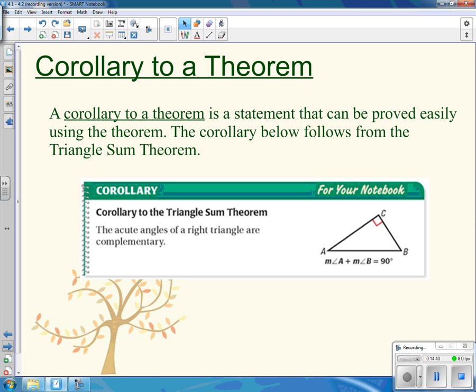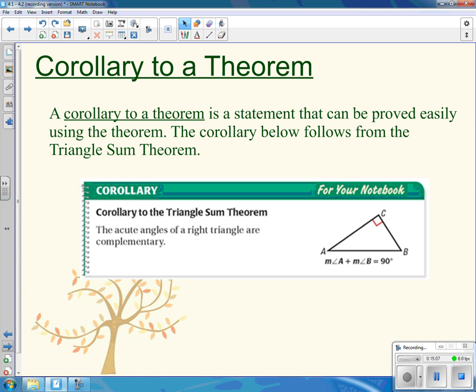Okay, last in 4.1, we have corollary. Corollary to a theorem just means that from the original theorem, this is something else we know is easily proven true. Okay, so the definition is a statement that can be proved easily from the theorem. The corollary below follows from our triangle sum theorem. So this says that the acute angles of a right triangle are complementary.